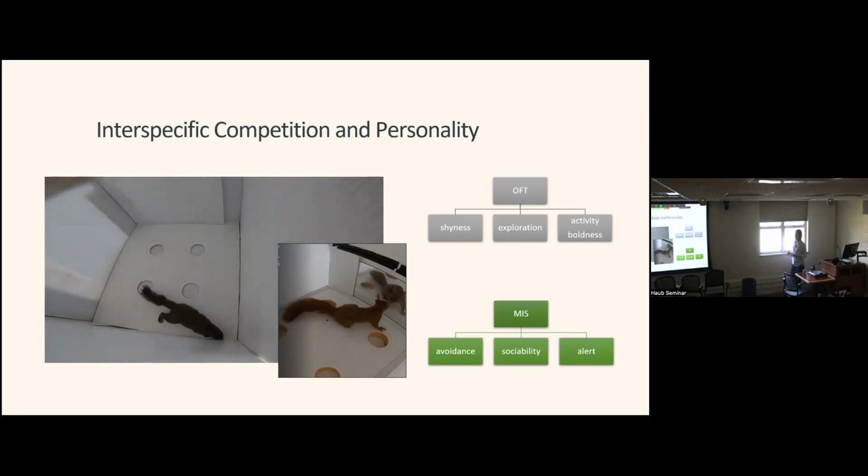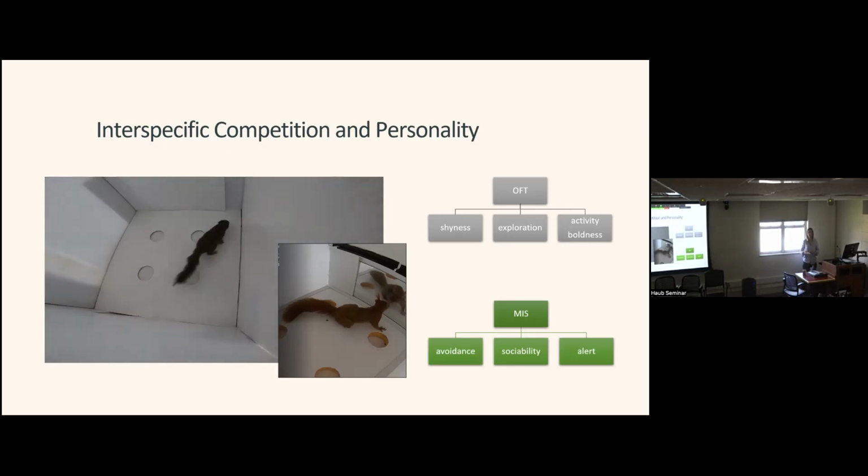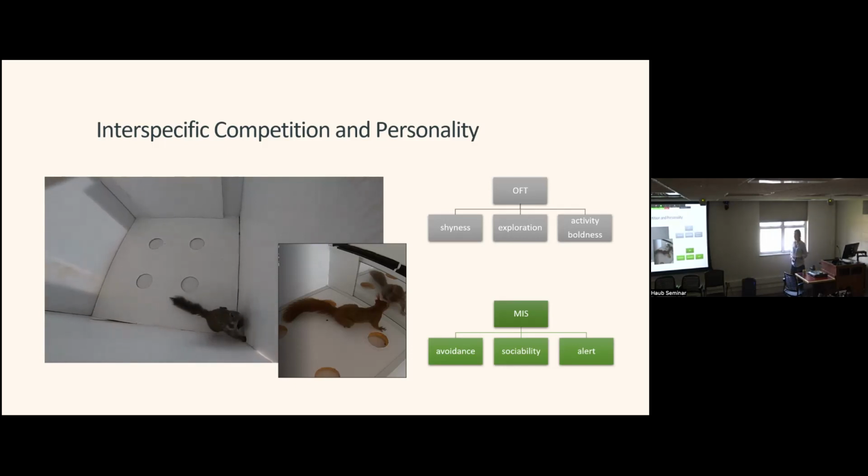The first test is 4 minutes and it's called the open field test. So you basically expose your individual to a new environment that it has never seen before, and you record with the camera how this squirrel behaves for 4 minutes. And so you record single behaviors in terms of how many times that behavior occurs, and also for how long in those 4 minutes that behavior occurs. In this way you measure the level of shyness or boldness of your individual, if it's more or less explorative, and also the level of movement or level of activity.